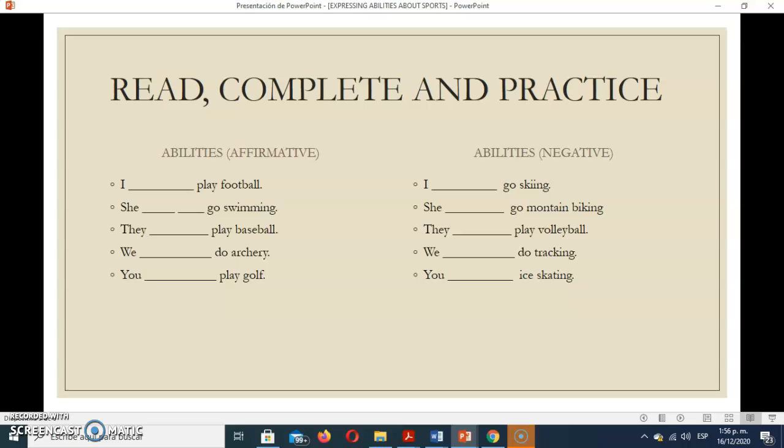Now, read, complete, and practice. Remember, we can use can in the affirmative form and in the negative, cannot or can't.